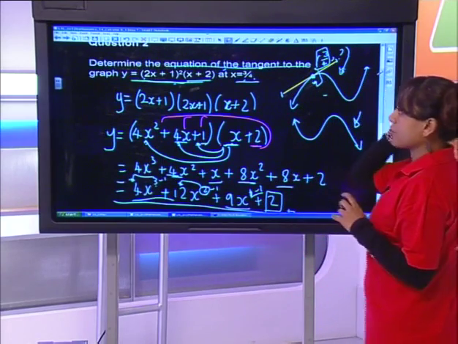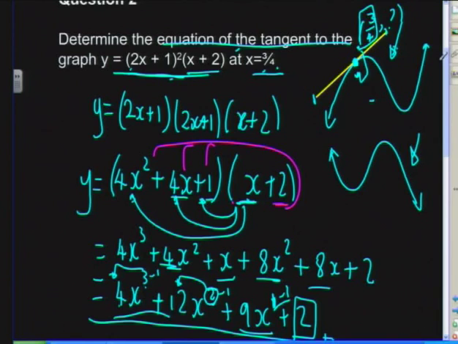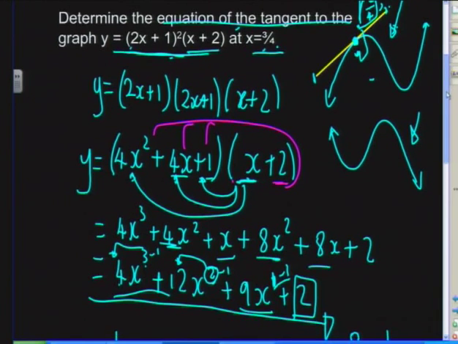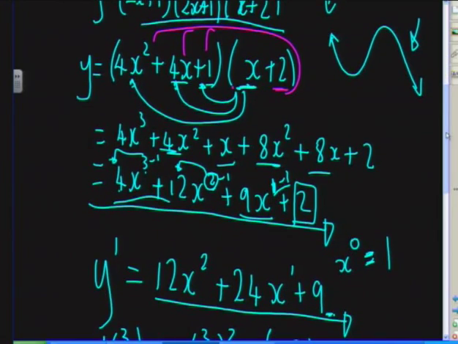We were asked to find the equation of the tangent to the graph at the point x is equal to 3 over 4. So what I did is I took the equation that they gave us of the graph, I multiplied it all out, and I got a cubic expression. We got this expression: 4x cubed plus 12x squared plus 9x plus 2.